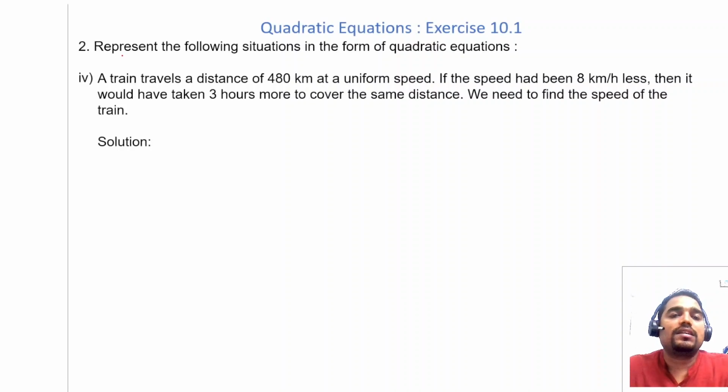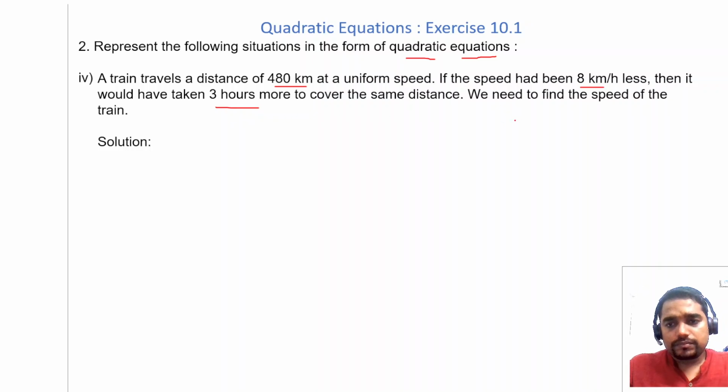So here he says represent the following situation in the form of a quadratic equation. So we will have to build a quadratic equation by understanding the statement that is given. The problem statement is: a train travels a distance of 480 kilometers. So there is a train which is traveling a total distance of 480 kilometers at a uniform speed. If the speed had been 8 kilometers per hour lesser, then it would take 3 hours more to cover the same distance. We need to find the speed of the train.